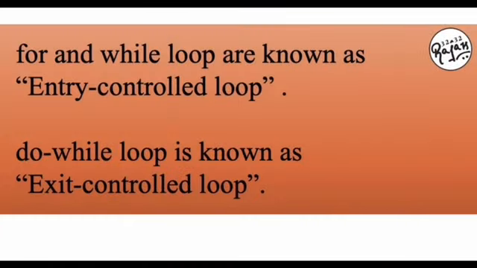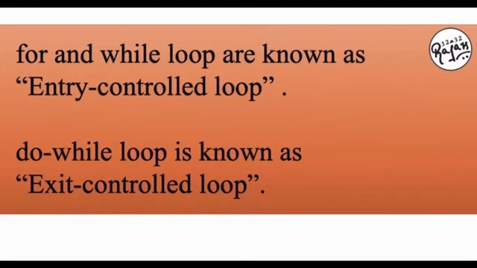Out of those three loops, for and while loop are known as entry control loop, whereas do while loop is known as exit control loop. Now, why are for and while loop known as entry control loop? That must be the question in your mind right now. The answer is, when we are working with for and while loop, at the time of entering the body of the loop, we check the condition. So at the time of entry we are checking the condition. That's why these two are known as entry control loop.